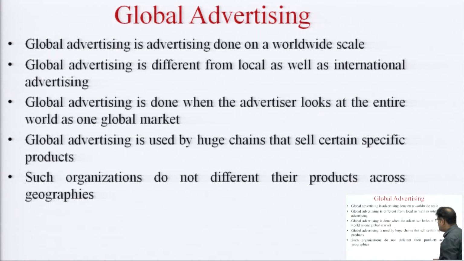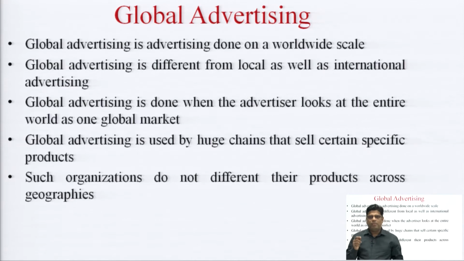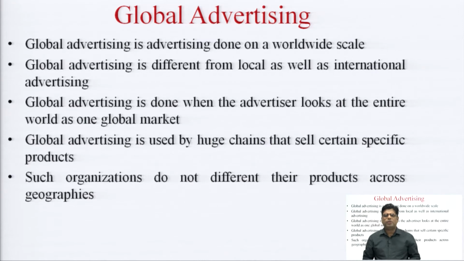Global advertising is used by huge chains that sell certain specific products. We can also take the example of Pizza Hut's pizza, which is being sold globally, and Pizza Hut probably has its presence in each and every country. Such organizations do not differentiate their products across geographies. So, when a company is doing global advertising, it is not normally differentiating its products between one country and another.